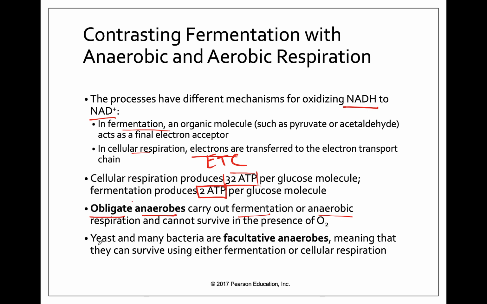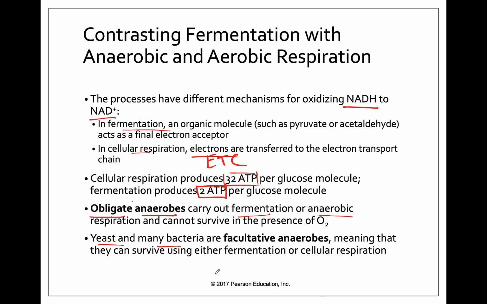There are many organisms like yeast and bacteria that are called facultative anaerobes, meaning that they can do either. They can either do cellular respiration if oxygen is present, or if you stick the yeast in a barrel and don't allow them to get any more oxygen, they will ferment and go through fermentation and make you alcohol.